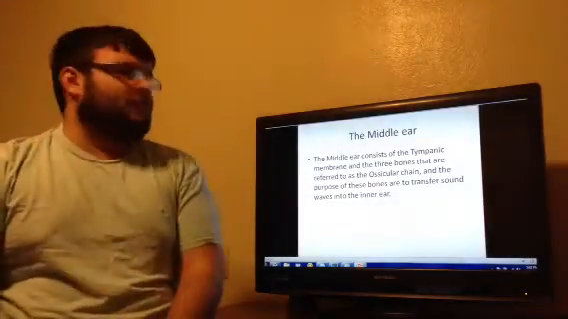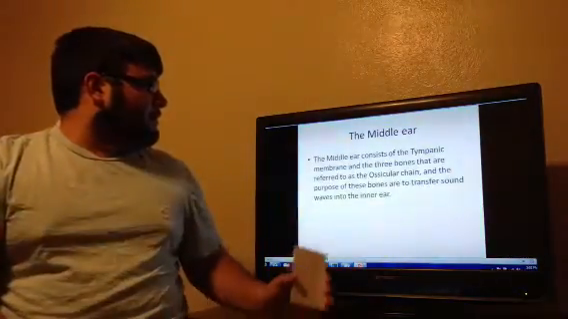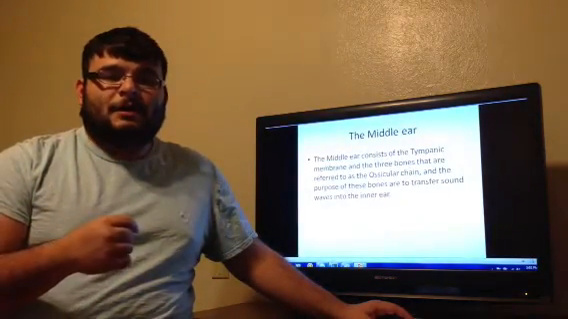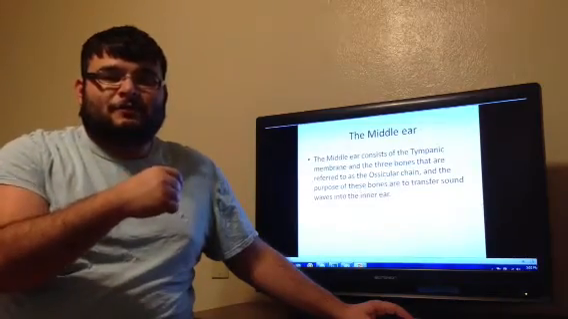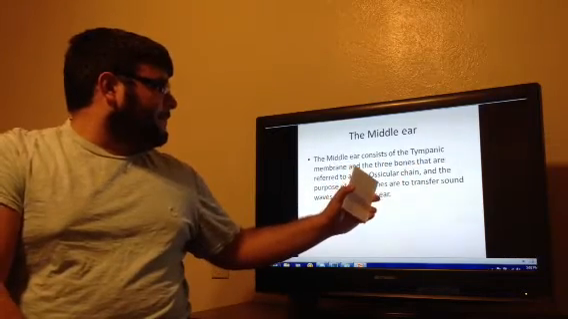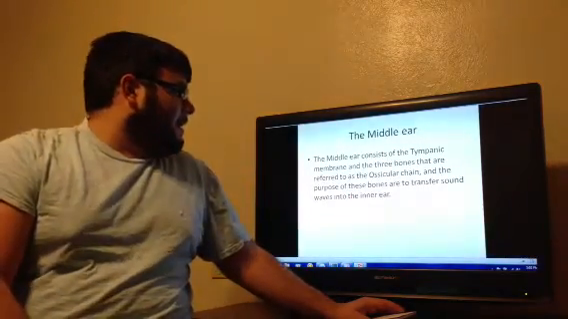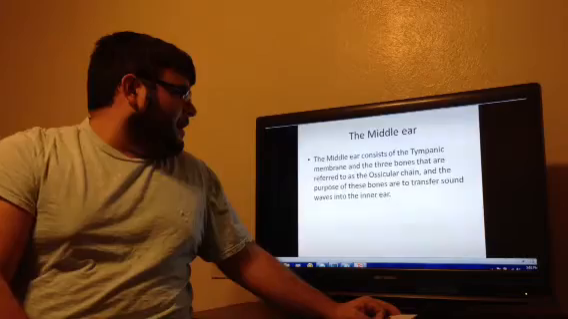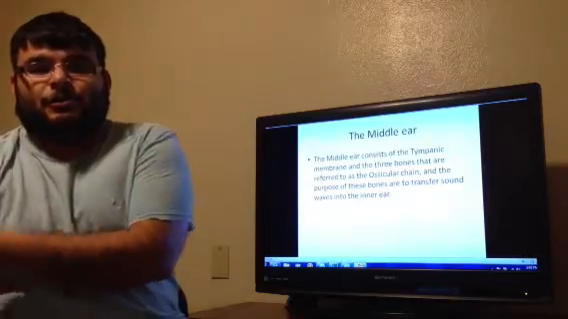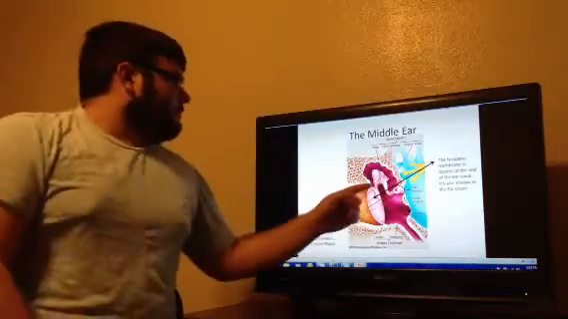Next, we're going to discuss the middle ear and the parts that go into the middle ear. The middle ear is going to start from the ear canal, which then goes into the tympanic membrane. And from the tympanic membrane, there are three bones, which are called the ossicular chain. The purpose of these bones is to transfer the sound into the inner ear structure, which we'll get to later. Right now, here is the basic middle ear structure.